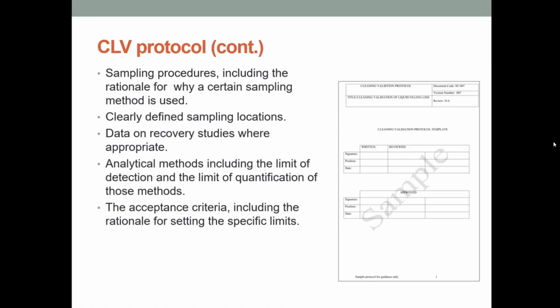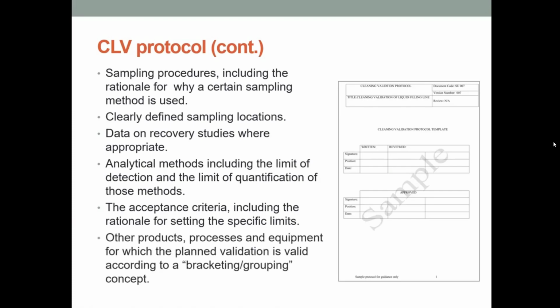The acceptance criteria, including the rationale that you have for setting the specific cleaning limits that you have. Other products, processes and equipment for which the planned validation would be valid according to your bracketing or your grouping concept. And when revalidation would be required, if in fact it is.